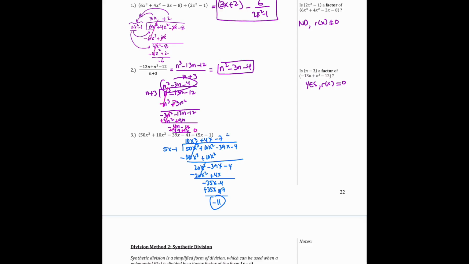So the answer to this is what? It's 10x squared plus 4x minus 7, and then minus 11 divided by what? Whatever you're dividing by, the divisor, which is 5x minus 1. And this is your answer. Okay? So is 5x minus 1 a factor? No, it's not, okay?